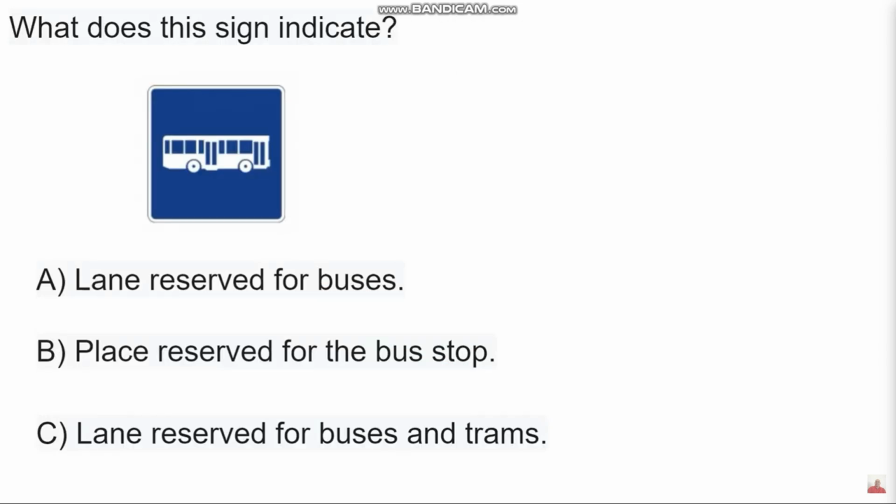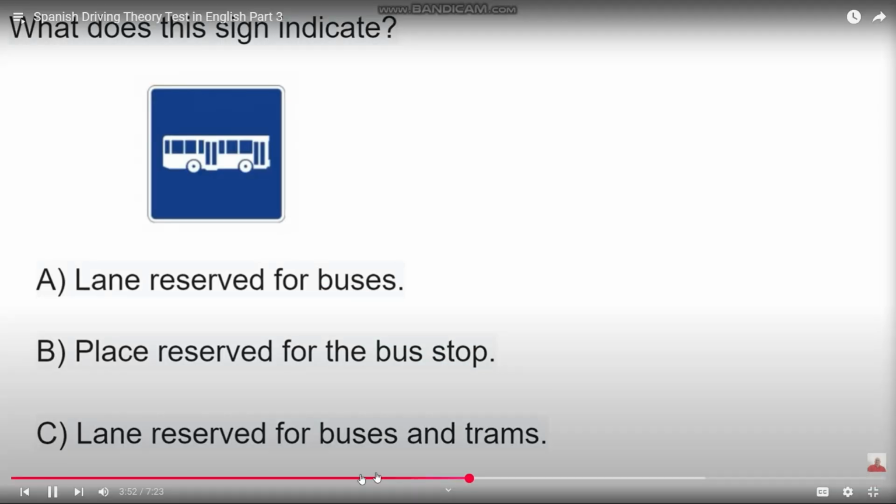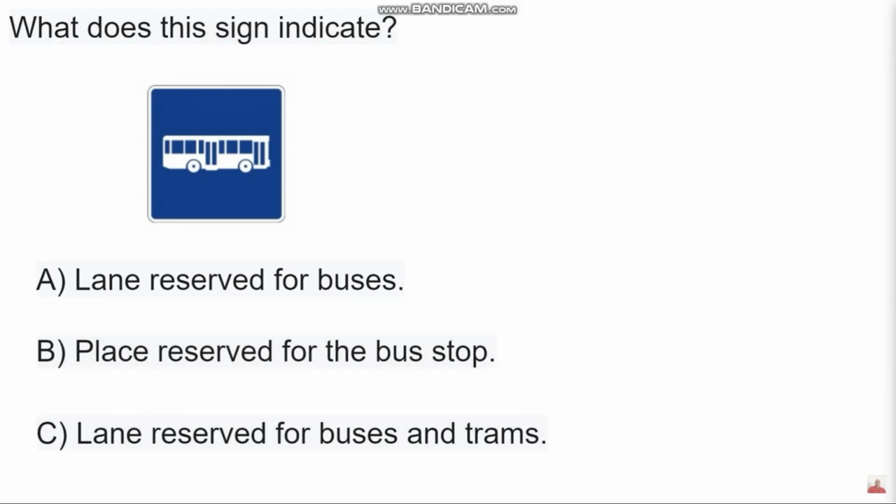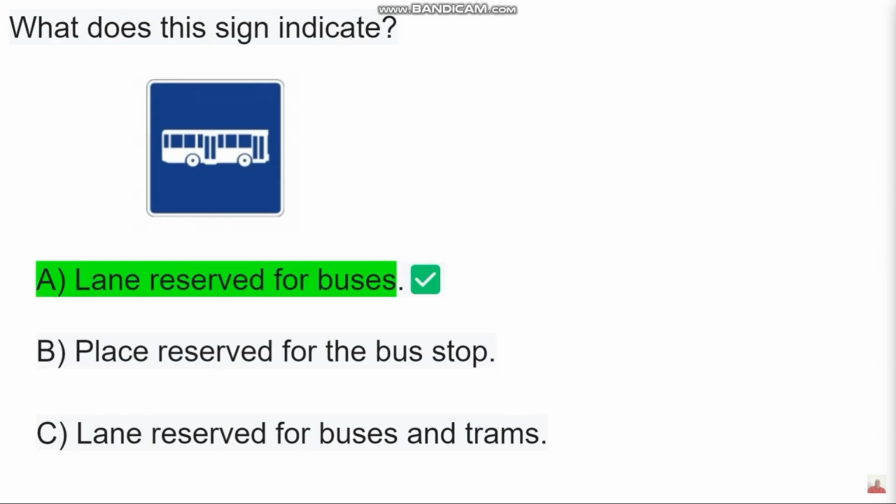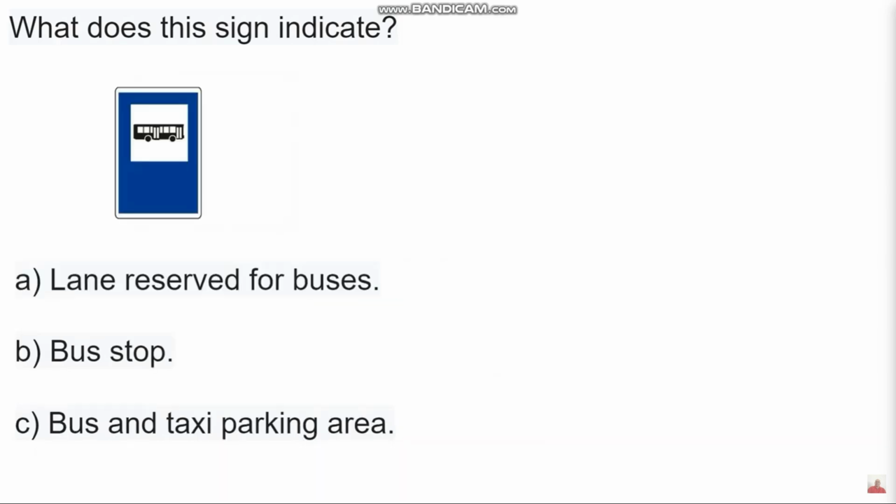What does this sign indicate? A. Lane reserved for buses. B. Place reserved for the bus stop. C. Lane reserved for buses and trams. So A will be the answer.